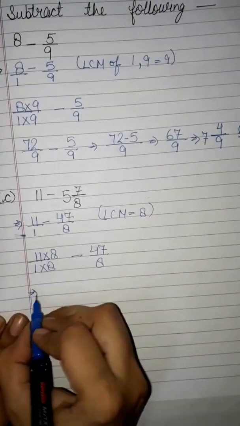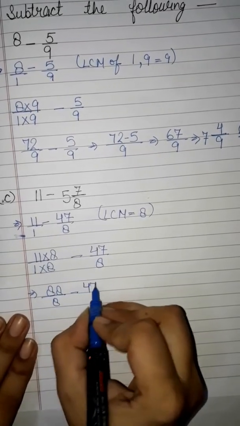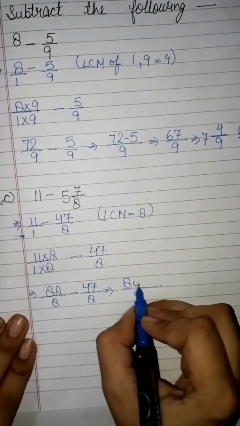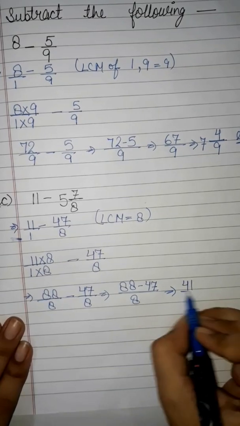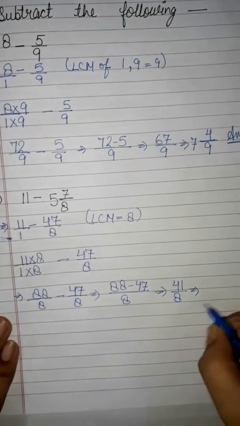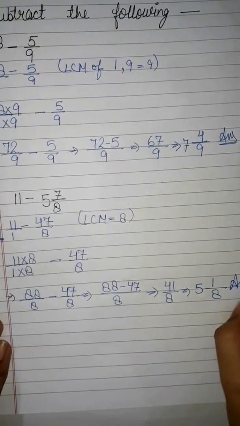So we get 11 8s are 88 by 8 minus 47 by 8. Now we can write together 88 minus 47. So we get 41 by 8. Again this is improper fraction. We can change into mix. 8 5s are 40 and 1 is the remainder. This is the answer.